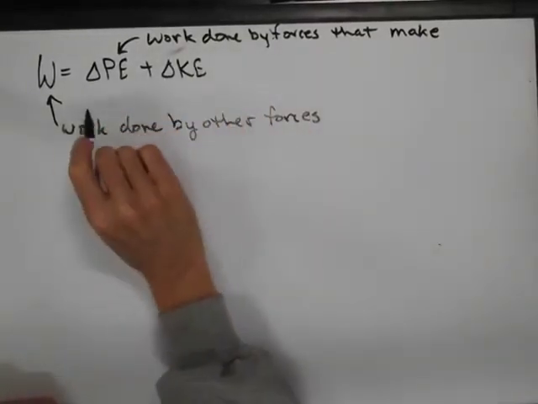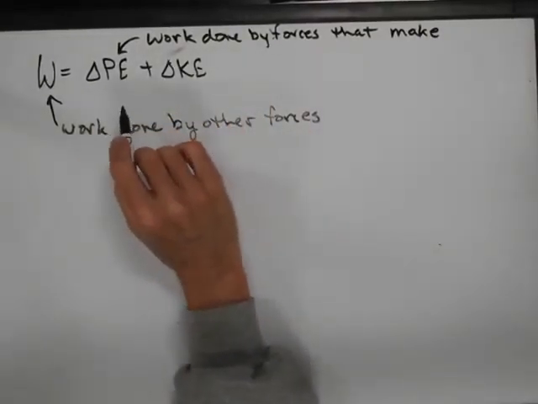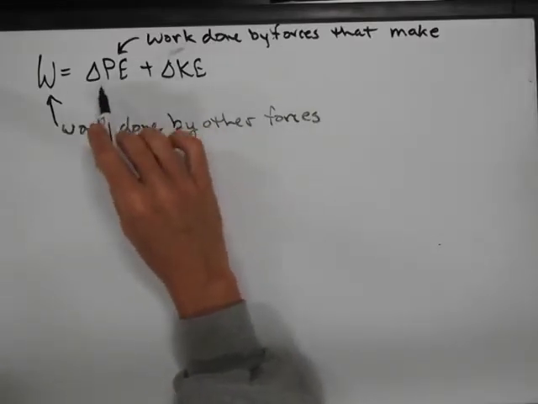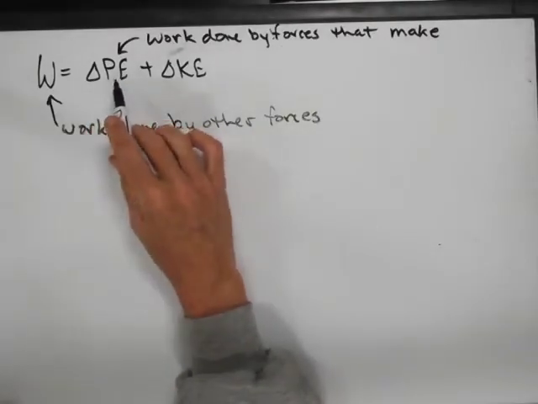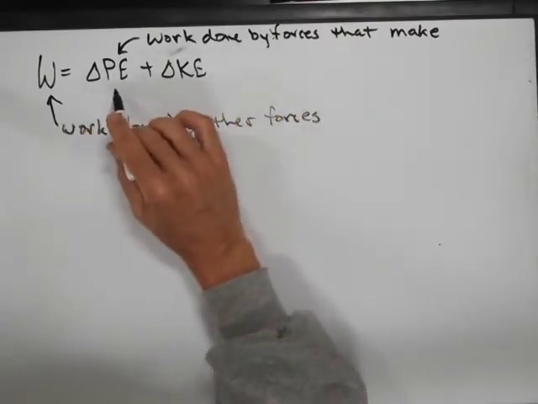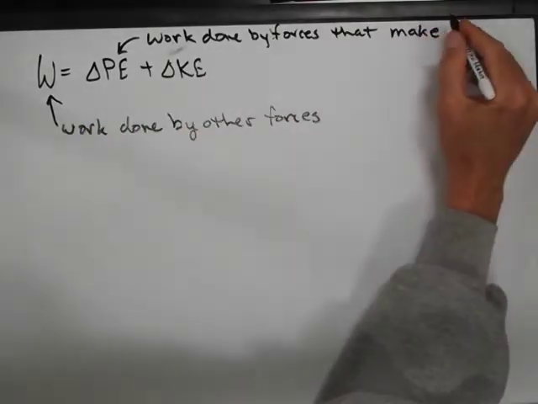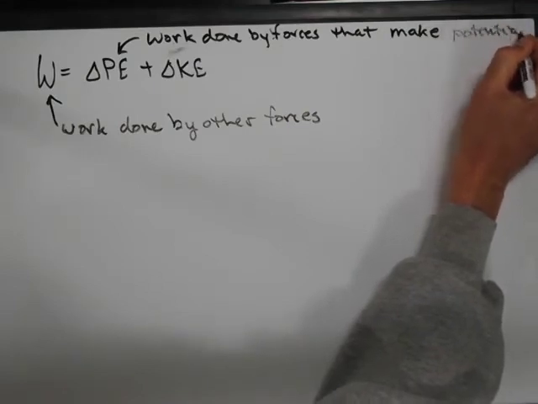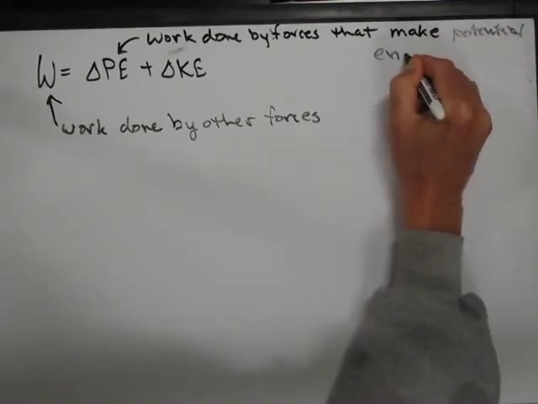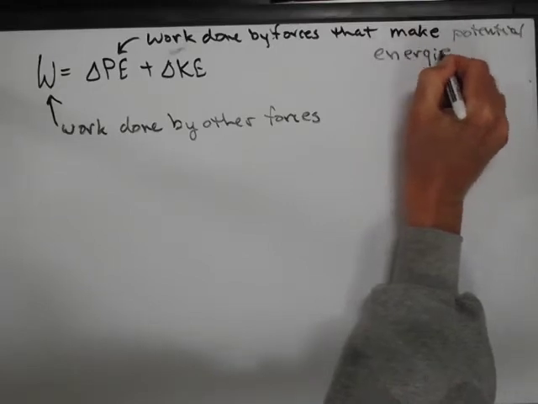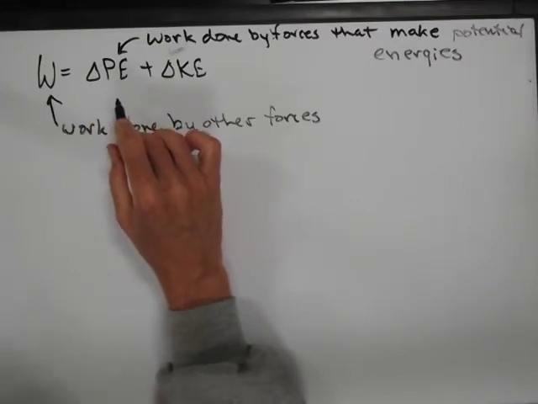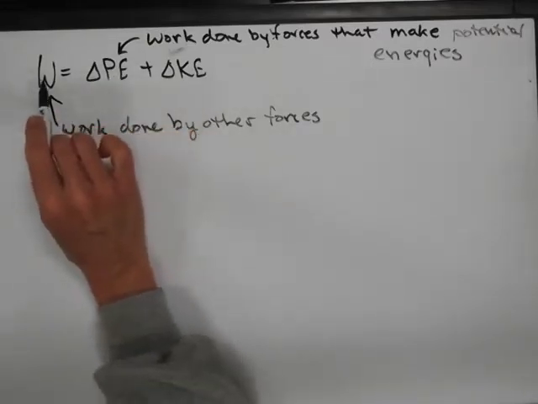So if we look at our work energy theorem with the potential energy in there, what we've done is we've moved the work by forces that make potential energies, like gravity and springs, for example, and put them in the potential energy term, and then we've left them off of this side.